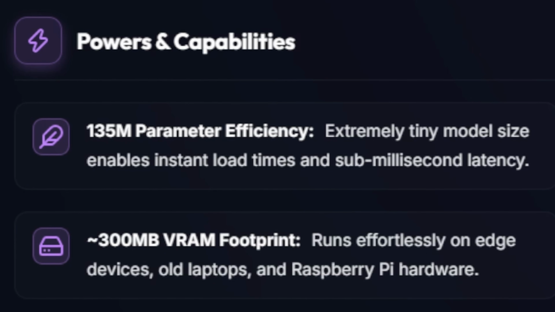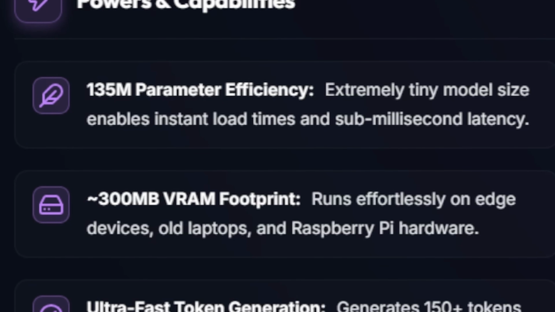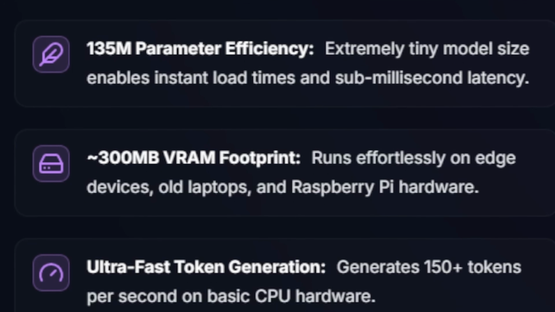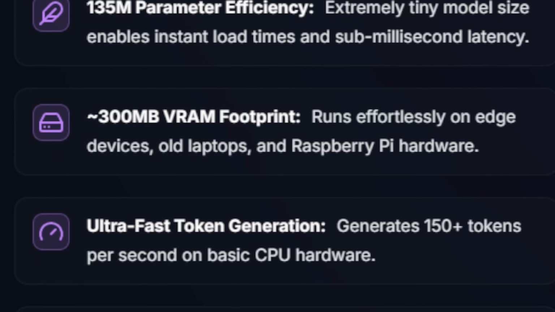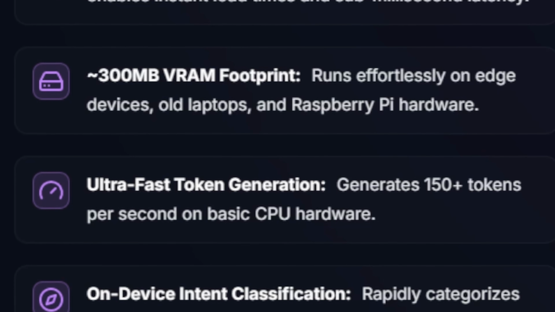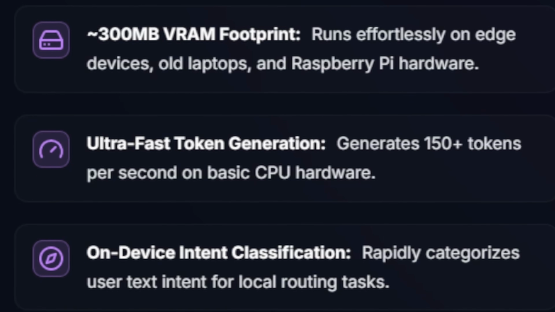This model loads almost instantly and runs smoothly with minimal memory allocations. And it can generate 150 tokens per second, so you can get outputs instantly even on basic computer processors. So even if you are doing local text classification, it happens in just milliseconds, allowing you to do instant command evaluation right on your edge hardware.